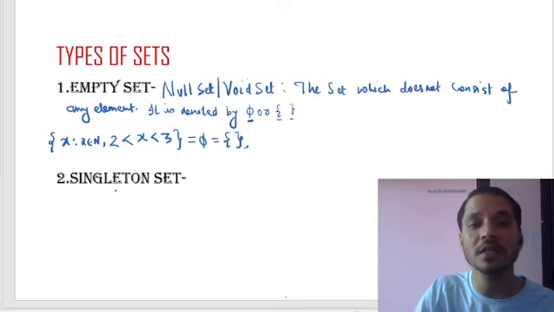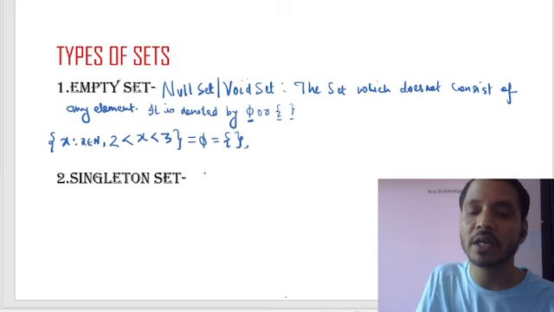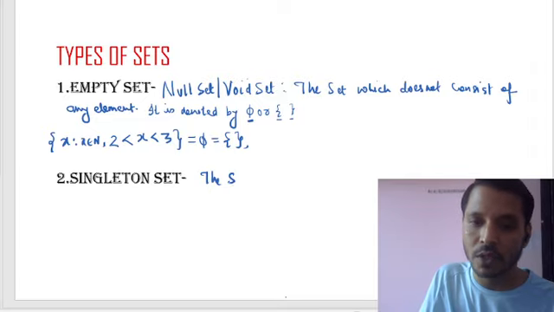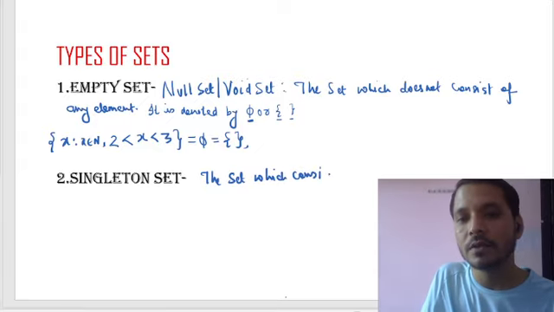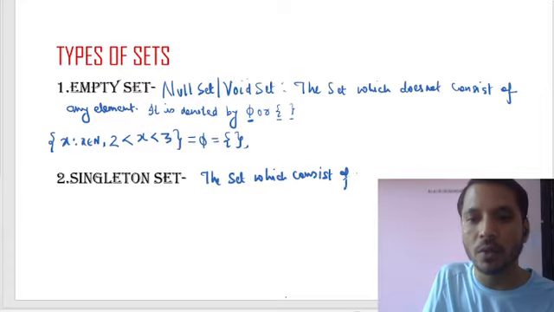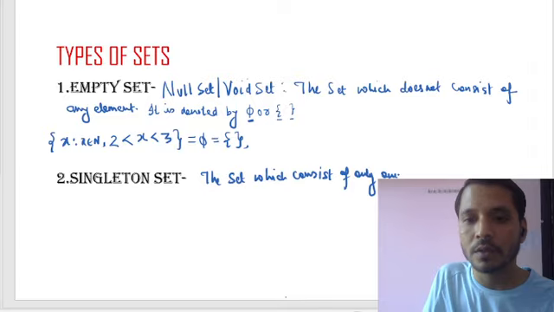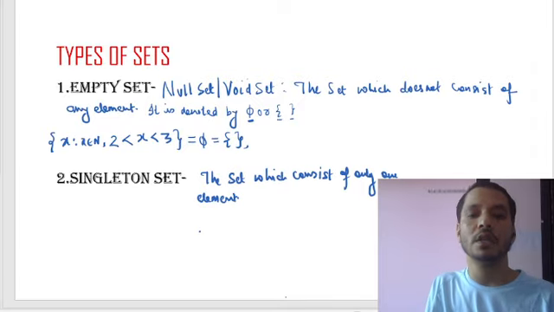Now the singleton set. The definition of the singleton set is hidden in the word itself. What does single mean? The set which consists of only one element, or exactly one element, is called the singleton set.